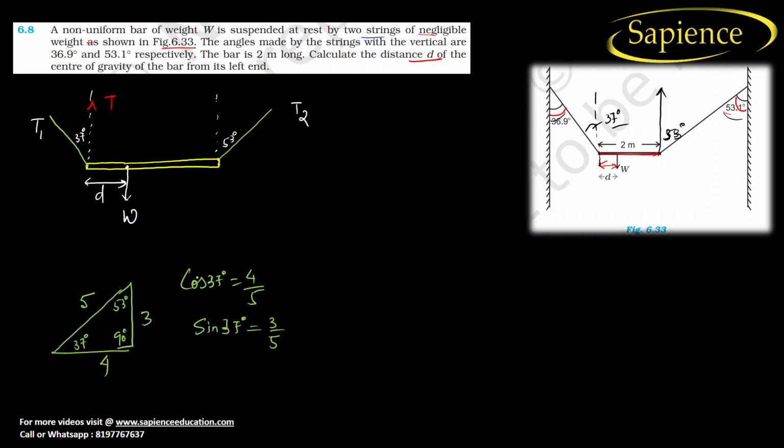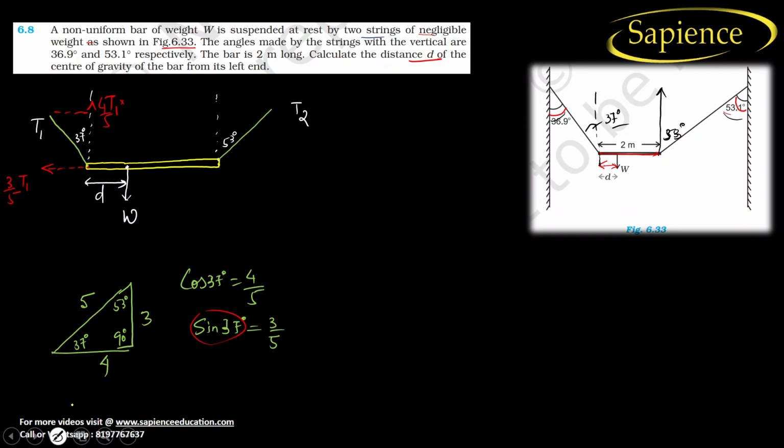Now here we can say that T1 has a base side, so this will be T1 cos 37 degrees, which is 4 by 5 T1. And this is in the form of a sine, so we can write it easily as T1 sine 37, which is 3 by 5 T1.